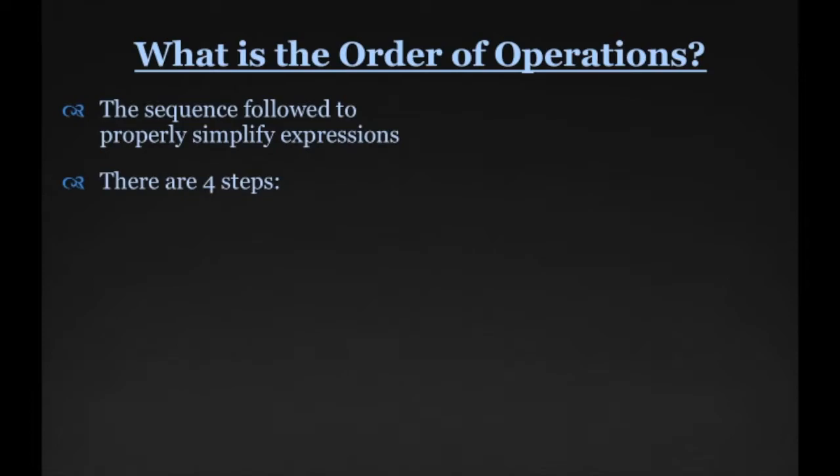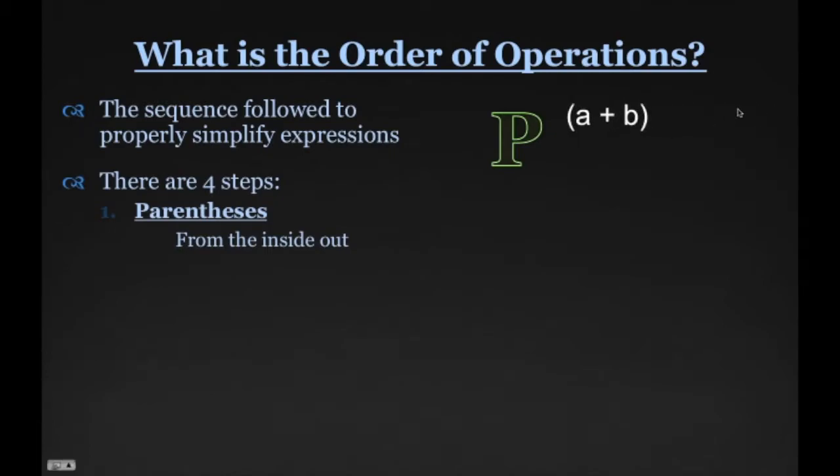The first step is indicated by the letter P, and that stands for parentheses. Any work that has to be done inside of parentheses is completed. So when you see parentheses, we work from the inside out. So if we see something like A plus B, we would just add A plus B.